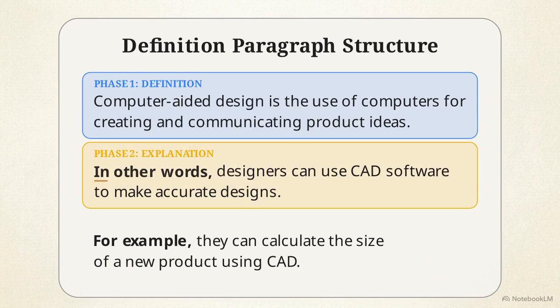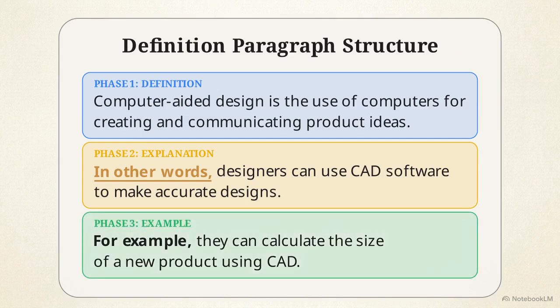Next comes the explanation phase. As highlighted in yellow, the paragraph uses the specific linking language, in other words, to clarify that designers use CAD software to make accurate designs. Finally, the paragraph grounds the abstract idea. Highlighted in green, the example phase kicks in with, for example, they can calculate the size of a new product.